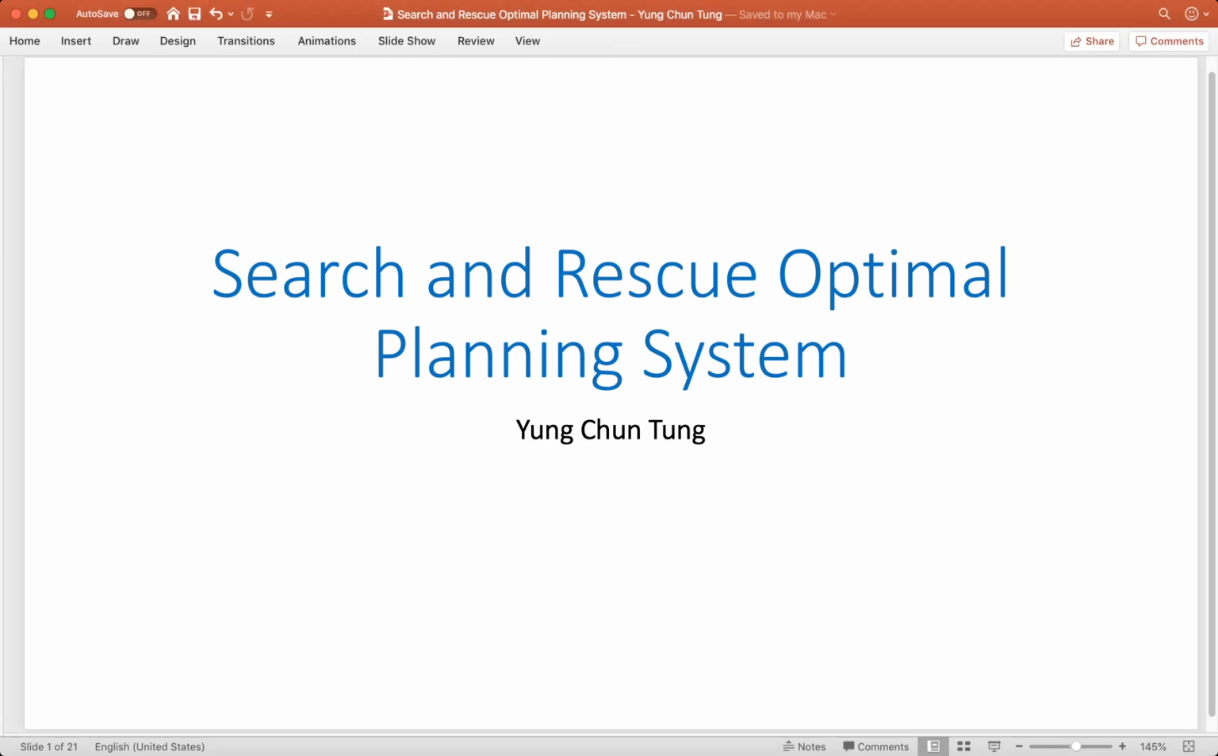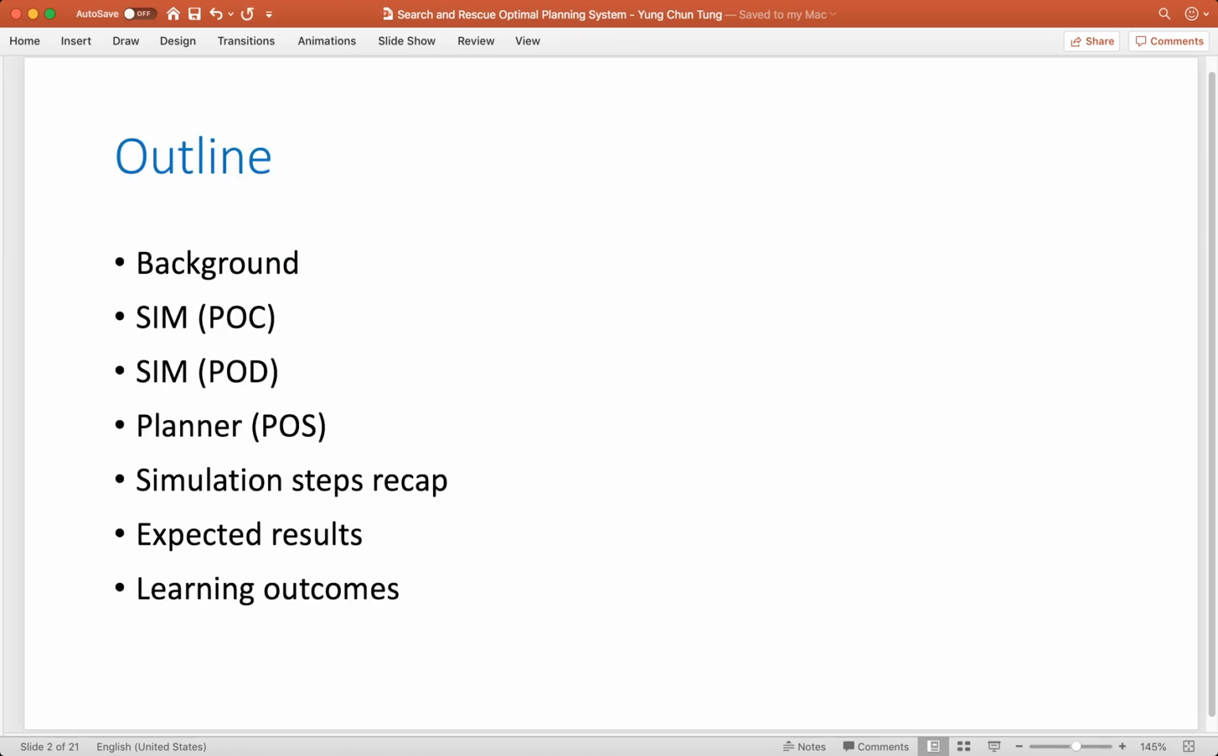Today, I would like to talk about one of the applications of Monte Carlo simulation, which is the search and rescue optimal planning system. Here's the outline. First, we talk about the background of the system, and then we talk about its components, the sim part, and the planner, and how we can actually simulate this, and the expected results, and also how we can further improve this.